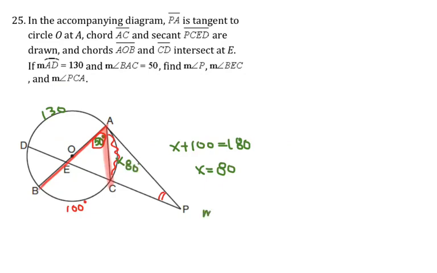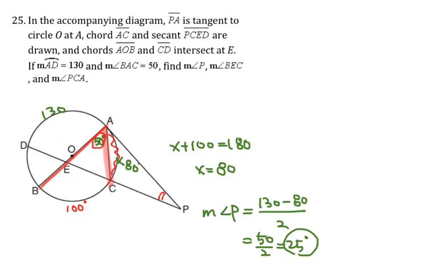Then the measure of angle P must be outer minus inner, which is 130 minus 80, divide the whole thing by 2. Then here we get 50 divided by 2, which is equal to 25. So 25 degrees will be the measure of the angle P. Let's go for the next one.